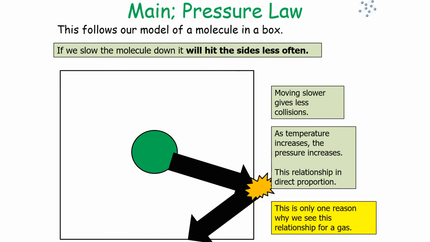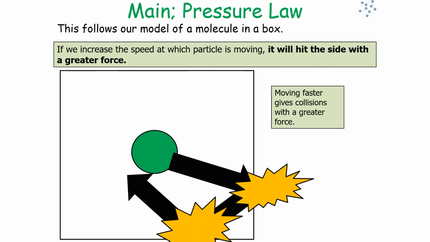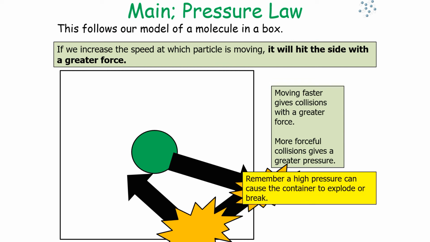Well, this is only one reason why we see this relationship for a gas, because there's actually a second reason. If we increase the speed at which the particle is moving, not only will it collide with the container side more times, it'll actually hit the side with a greater force. So moving faster gives collisions with a greater force. Now, more forceful collisions give a greater pressure, and remember, a high pressure can cause the container to explode or break.